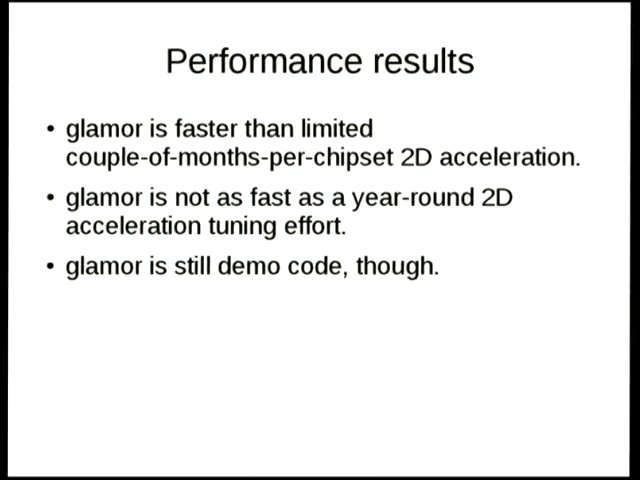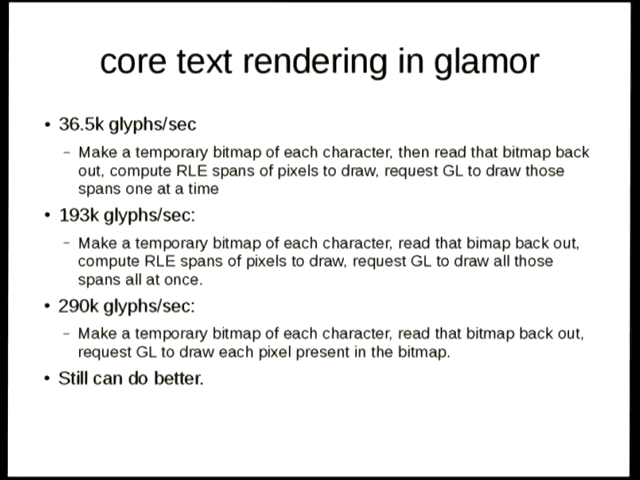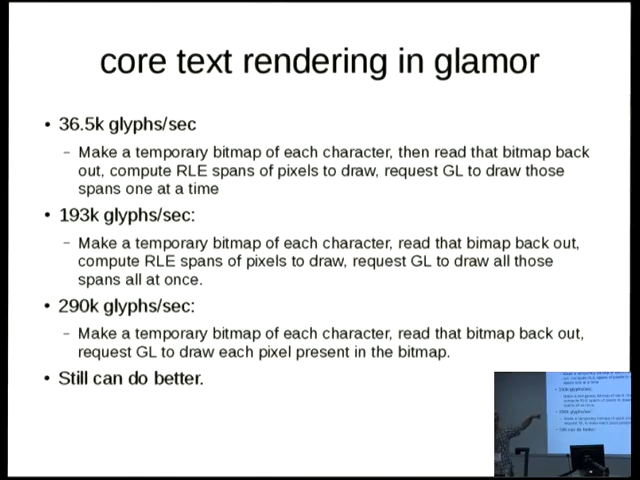And here's why. Glamour's faster than UXA, kind of. We'll just get a little bit of render acceleration working and call it done. It's not as fast as the year-round tuning that SNA gets. So I pulled up some rendering that I expected Glamour to be slow at, which was the core text glyphs. So not the kind of characters that you see on the screen here that are anti-aliased, but the old stuff that you see in ancient X applications like Xterm, for the most part.